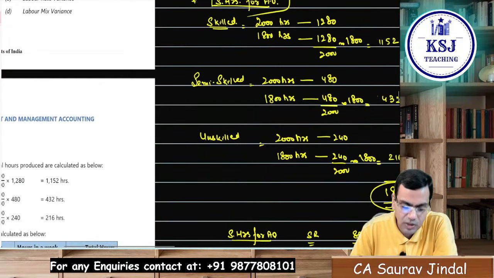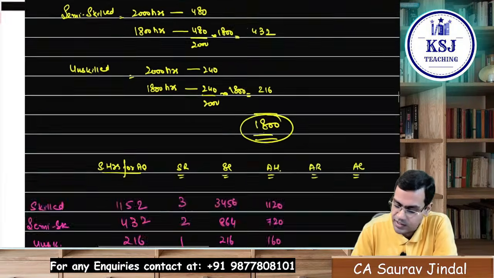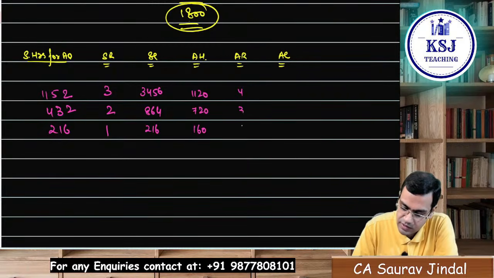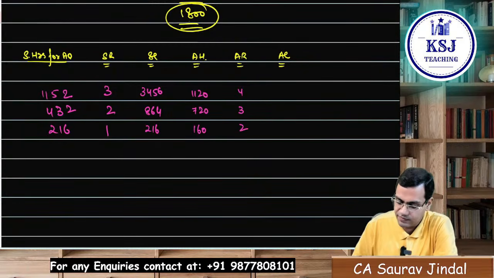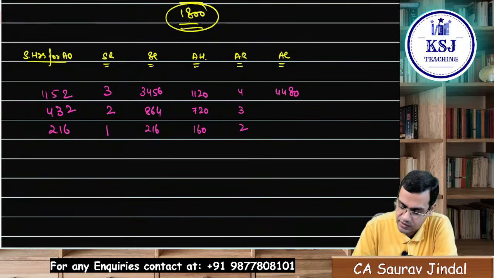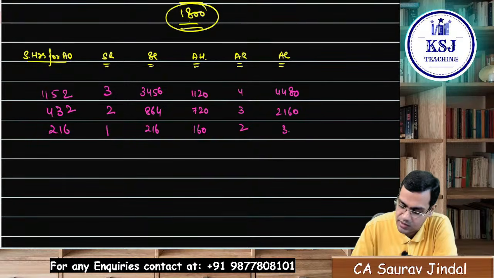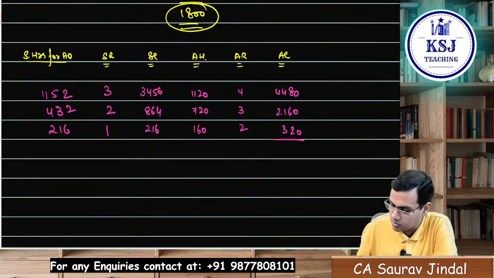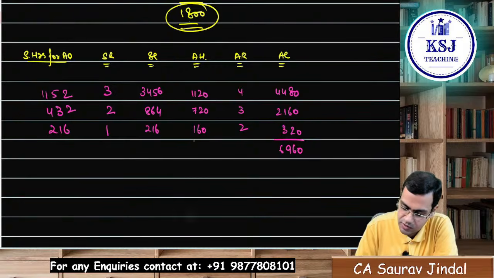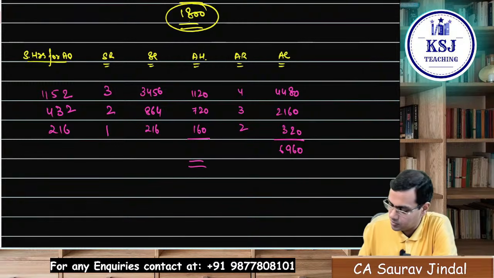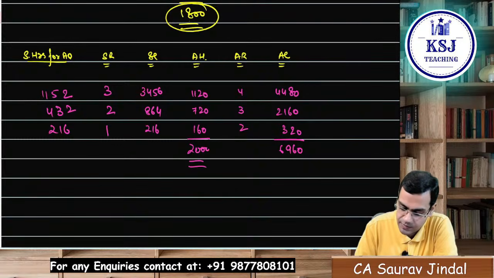What is the actual rate that is given to you? That is 4, 3 and 2, right? So what will be the actual cost? 1120 multiplied by 4, that is 4480. 720 multiplied by 3, that is 2160 and 160 multiplied by 2, that is 320. What is the total actual cost? 6960. What is the actual hours here? 1120 plus 720 plus 160, that is 2000 hours, right?